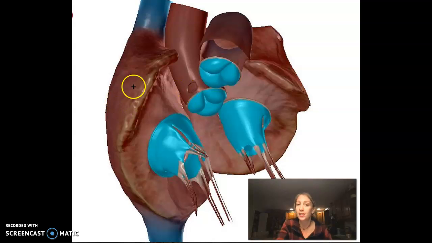So that is aortic stenosis, and that is my summary of the heart anatomy and physiology.